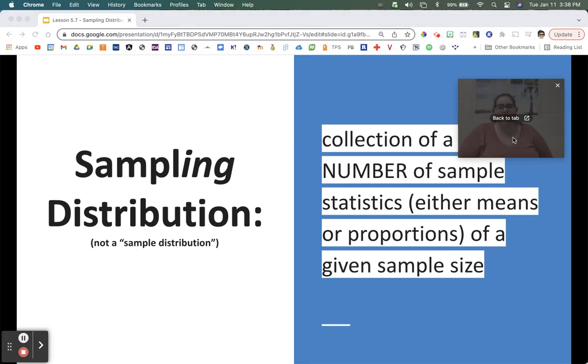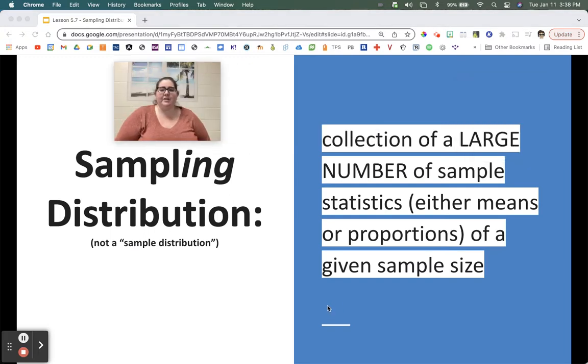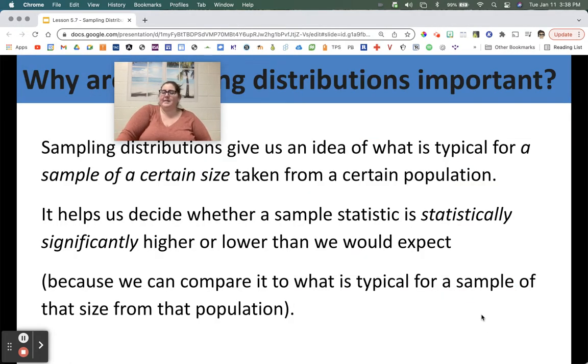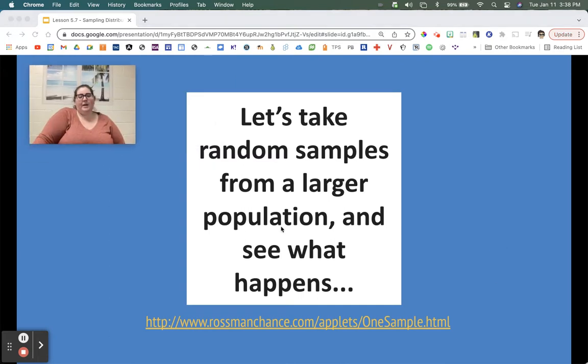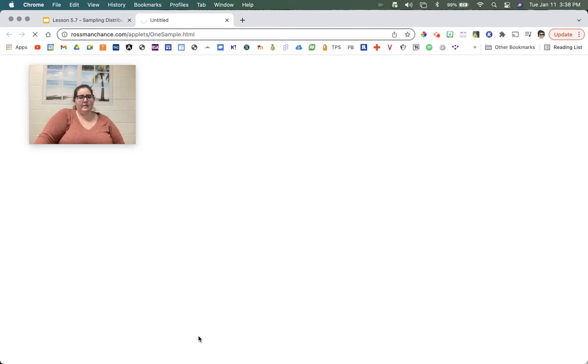So let's review ourselves again. A sampling distribution is a collection of a large number of sample statistics, either means or proportions, of a given sample size. And again, sampling distributions are useful because they give us an idea of what to expect for a sample from a population, and help us determine whether a sample statistic is higher or lower than what we would expect. So because we're talking about different types of data, numerical and means, I want to do a different little applet to show you what's going on with means.